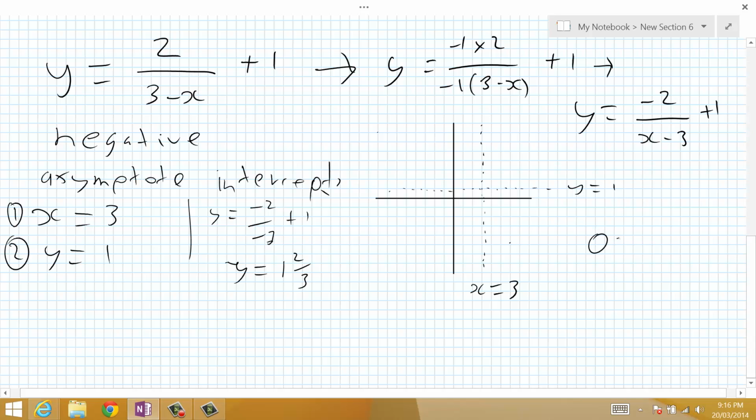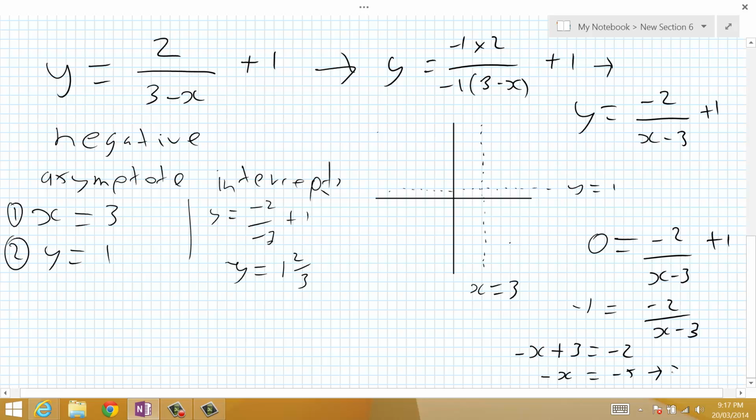To determine where it intercepts the x-axis, we set y equal to 0, so we end up with 0 equals negative 2 over x minus 3, plus 1. We have to subtract 1 from both sides. Negative 1 equals negative 2 over x minus 3. Multiply through by x minus 3. We end up with negative x plus 3 equals negative 2. Subtract 3 from both sides. Negative x equals negative 5, which means that x equals 5.